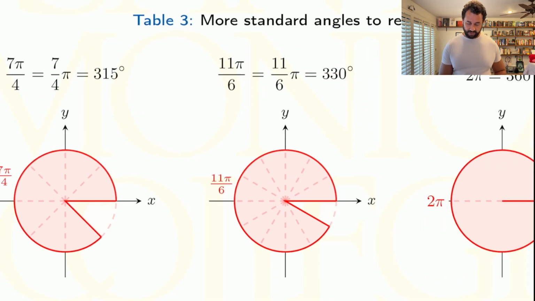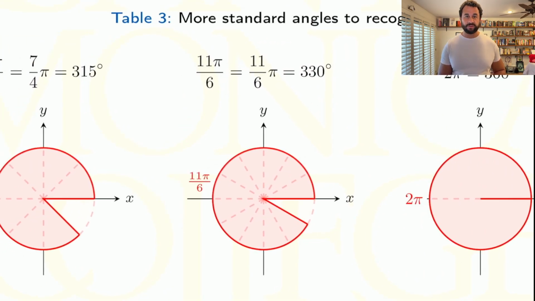All right, 11 pi over 6. Now we're almost filling in the whole circle. We're taking pi over 6 and doing it 11 times. Here we go. This is pi over 6, right? This angle right there is pi over 6. 1, 2, 3, 4, 5, 6, 7, 8, 9, 10, 11. So the angle 11 pi over 6 is down here, or 11/6 pi, and that's going to be 330.